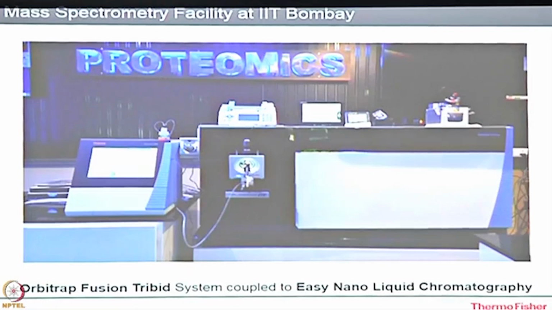Okay. Now come to the facility here at IIT Bombay. It has a tribrid instrument, Orbitrap Fusion, coupled with nano LC. So why do we require nano LC? Because we are doing proteomics. In proteomics, the sample is a very small amount and it is very precious. So we cannot run the normal HPLC, where the flow rate is very high. We have to run the nano LC at a nanoliter flow rate.